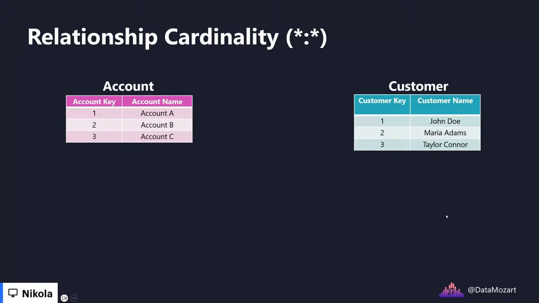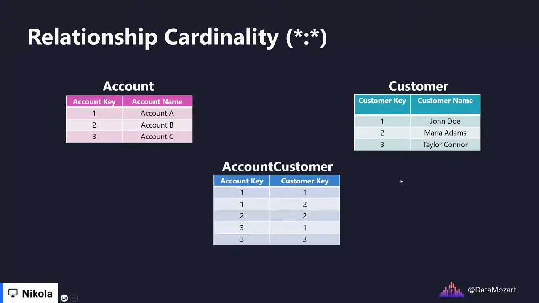A good example of many-to-many dimensions is customer and account. This means that one customer can have multiple accounts, and also one account can be shared by multiple customers. In this scenario, a recommended practice is to create a so-called bridge table, which stores the unique combinations of customer and account. Then we create two one-to-many relationships between our dimension tables and the bridge table. So we resolve the challenge of having a many-to-many relationship in our model.